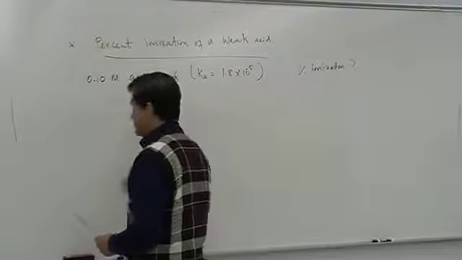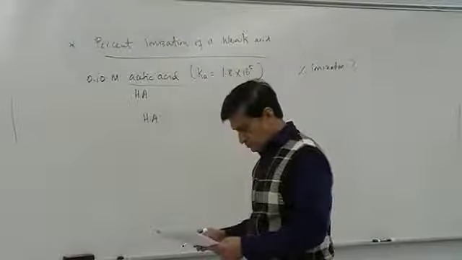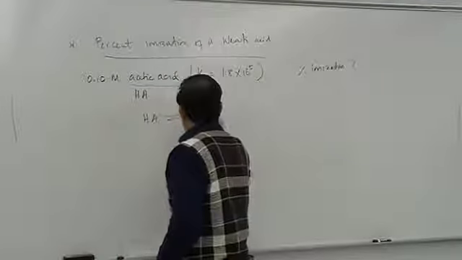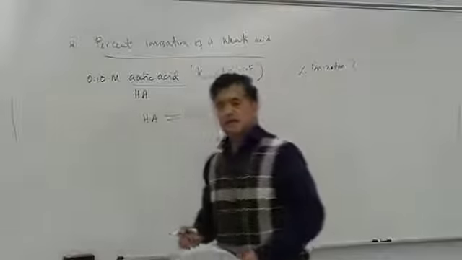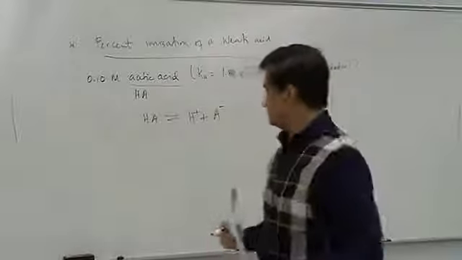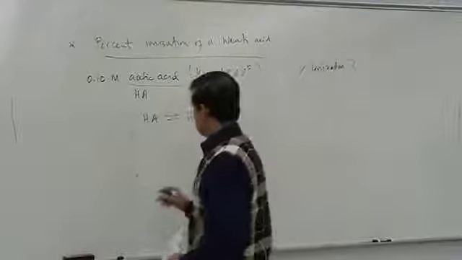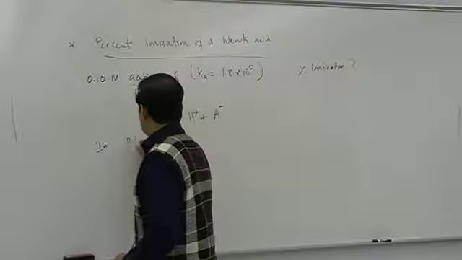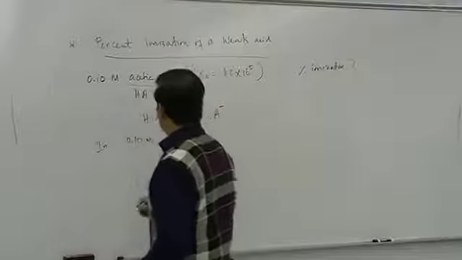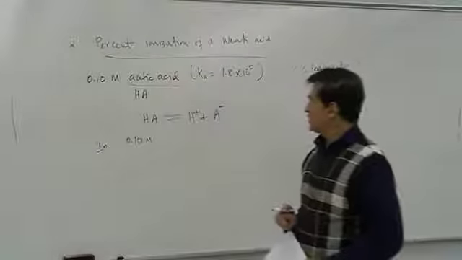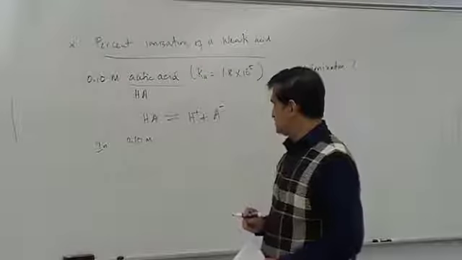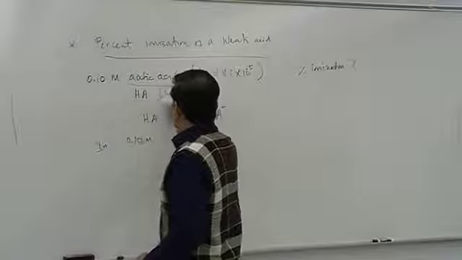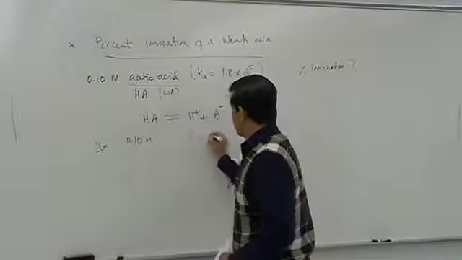So let me show you how it is going to break down. HA is going to break down as H plus and A minus. There'll be no 100% breakdown because this is a weak acid. So initially, let me show you how it's going to work. Initially, say I added 0.10 molar of acetic acid, a weak acid. So let me write down here, weak acid, so that we know only part of this will break down.